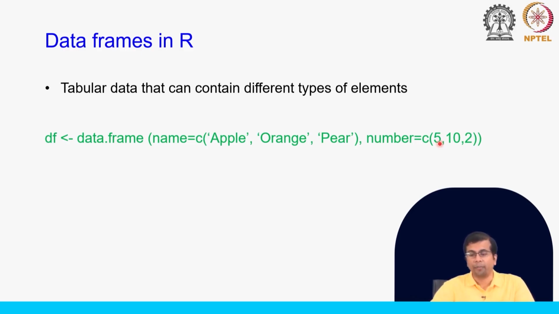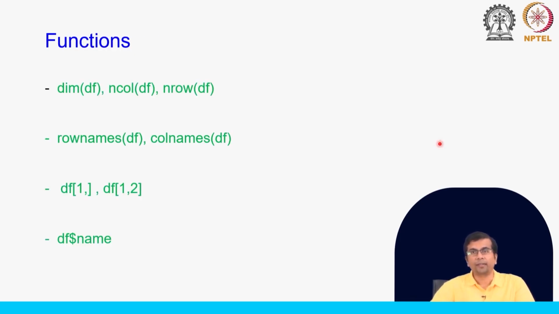Now, some of the functions that we can apply to a data frame we have seen already, right? These are common across matrix as well as data frame. For a matrix, we can also apply the function dim, which will tell us how many rows and how many columns there are. We can also find out individually using the ncol and nrow functions, right? These we have seen already for matrix, and similarly we can also get the row names and column names out. These are common across two different data structures.